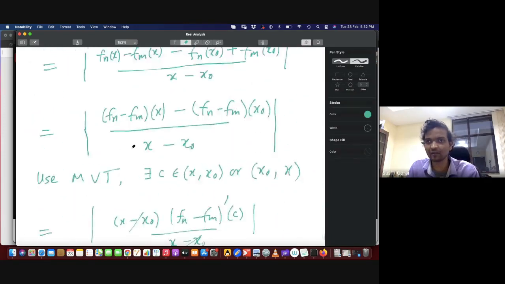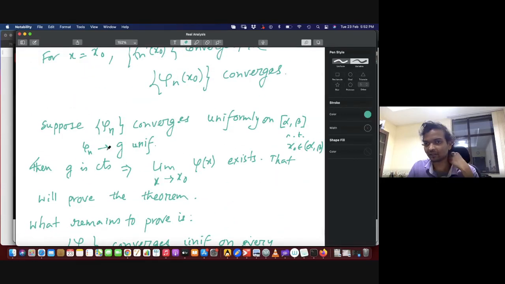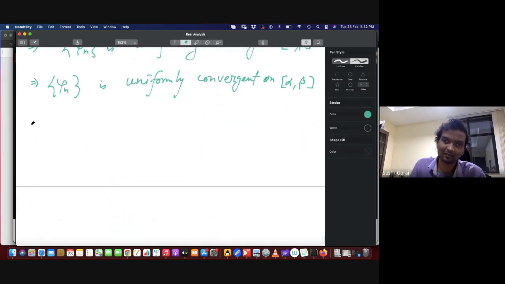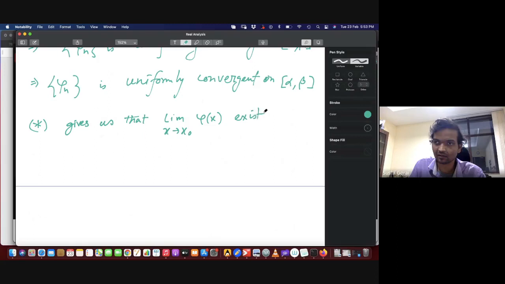Right. Now we proved phi n to be uniformly convergent. Now we come here, so this limit exists. Call this star. Star gives us that the limit as x tends to x naught of phi x exists, that is, the limit as x tends to x naught of (f x minus f x naught) by (x minus x naught) exists.